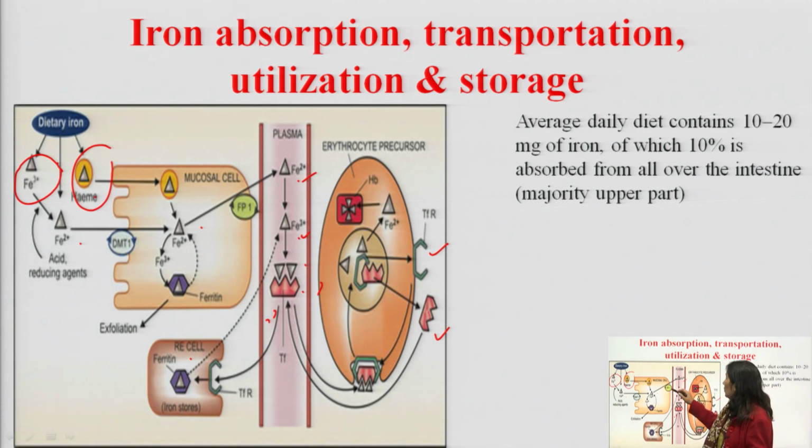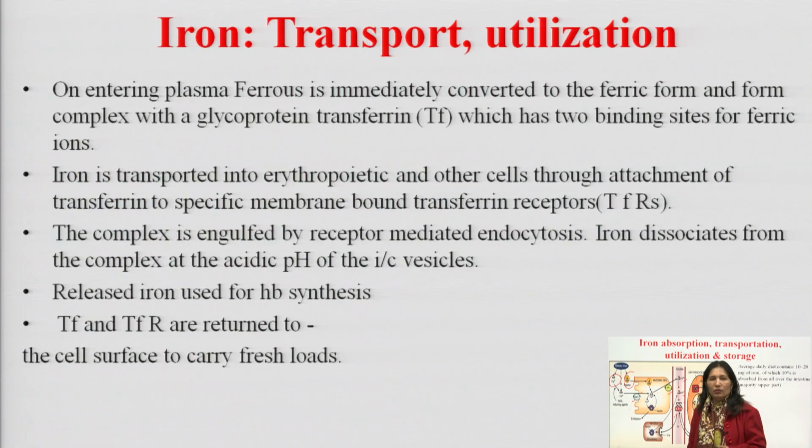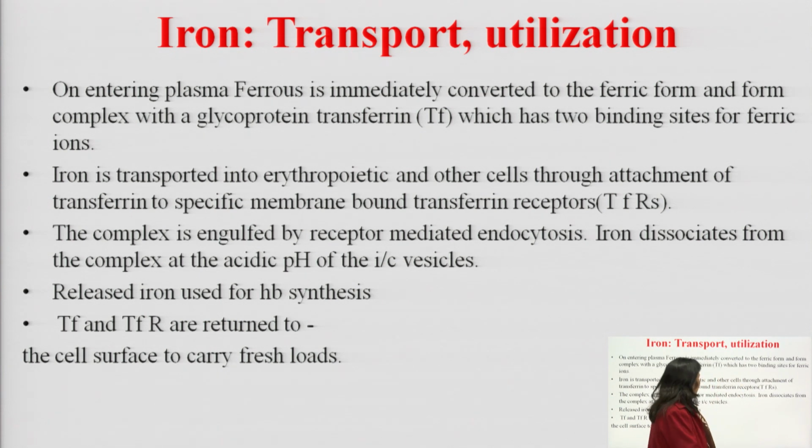So, this is how iron is absorbed, transported, utilized and stored. For absorption it needs DMT1 and then it needs FP1, ferroportin, and there is also transferrin, which binds to two molecules of ferric. It is stored in the reticuloendothelial cells as ferritin, and then iron is released and utilized for the formation of hemoglobin. So, this is again the same thing.